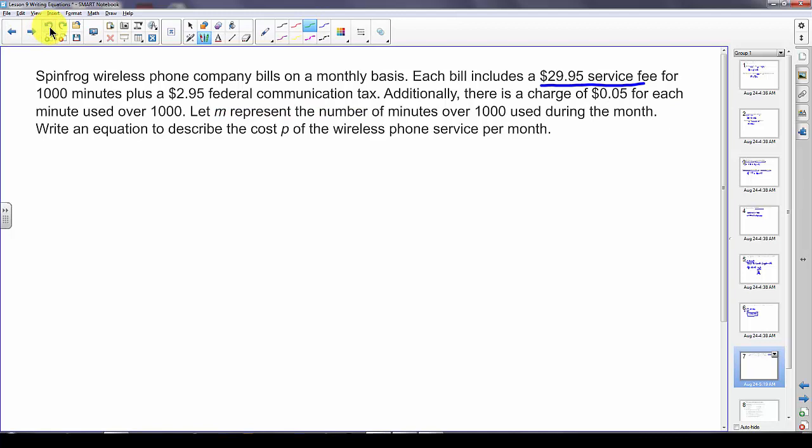So let's go through that. We want to write the equation that describes the total cost P per month. So we know right off the bat we've got a $29.95 charge, no matter what. Then we're also going to be charged $2.95, no matter what, because that's our tax fee. And then we've got an overcharge. So we've got an overcharge of 5 cents for every minute over 1,000 used, and M is going to represent the number of minutes over.